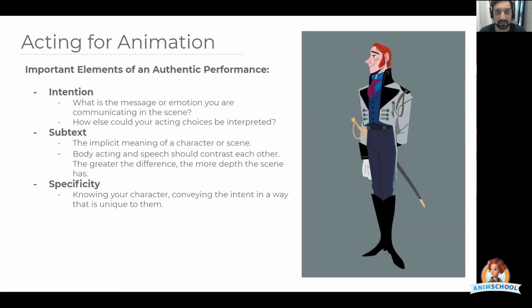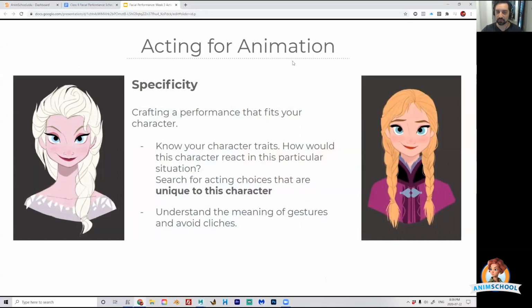Knowing all the details about them, their age and gender and social status, all that stuff will help you make these choices and find specific choices for it. We'll touch again a little more on specificity, but we want to craft a performance that fits your character. Know your character's traits. Again, this is how a character would react in a particular situation. Search for acting choices that are unique to that character. Understand the meaning of gestures and try to avoid cliches.